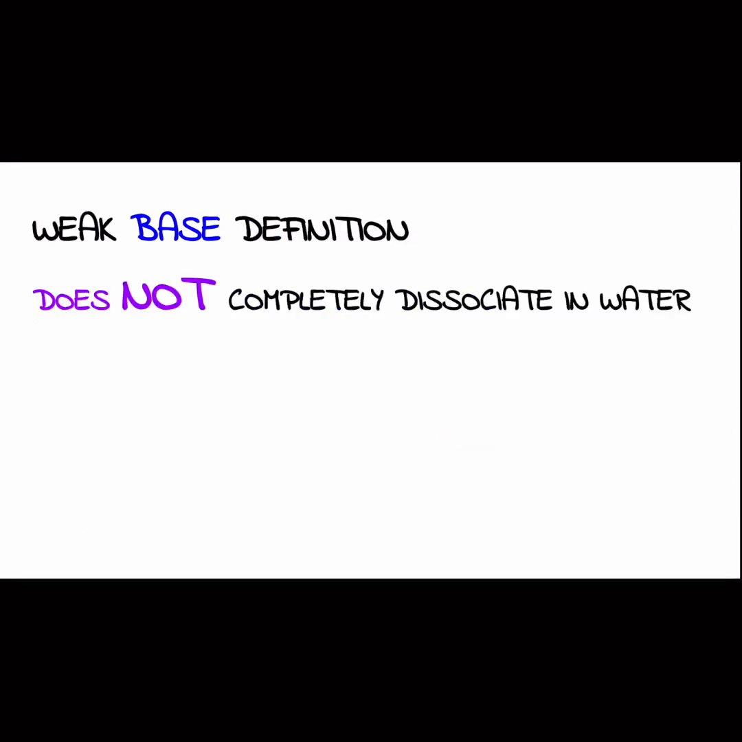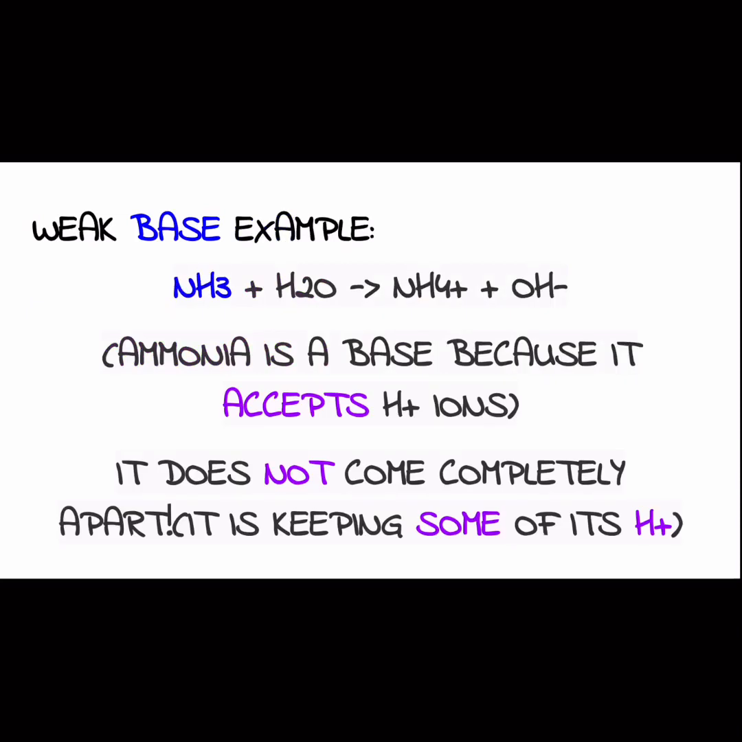A weak base does not completely dissociate in water, so it breaks apart sometimes, but not all the time. An example would be NH3 plus H2O. So ammonia, which is NH3, is a base because it accepts H+ ions. It does not come completely apart, so sometimes it gets rid of one of those H's, sometimes it keeps them.